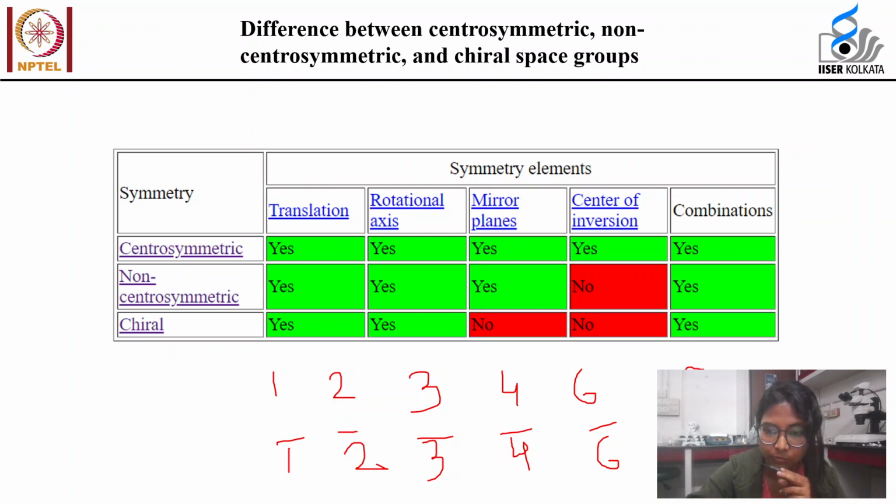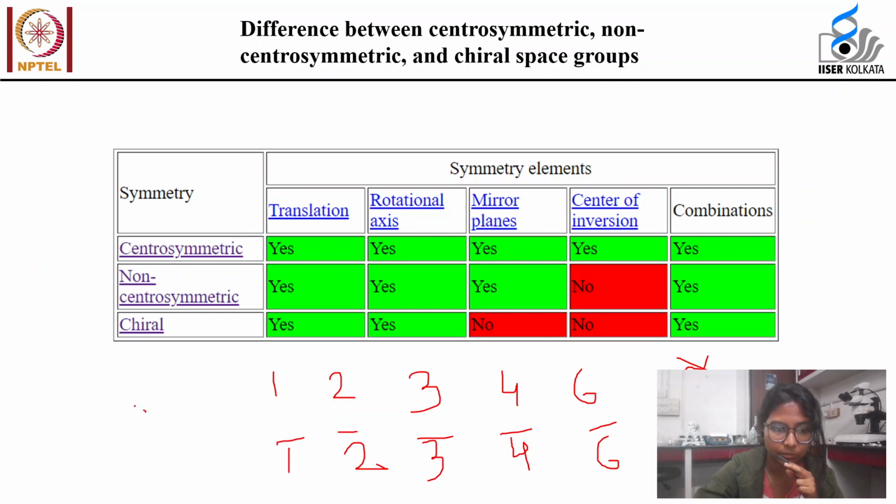In molecules, when we talk about S, that is a roto reflection axis. But here these 1 bar, 2 bar, 3 bar, 4 bar, and 6 bar are roto inversion axis. This S axis, which is the improper axis of rotation, we do not have in crystallographic symmetry. We do not use that notation. We only have the pure rotational axis and the roto inversion axis. Roto inversion axis means if we have one fold, it will rotate by 360 degree and then invert.